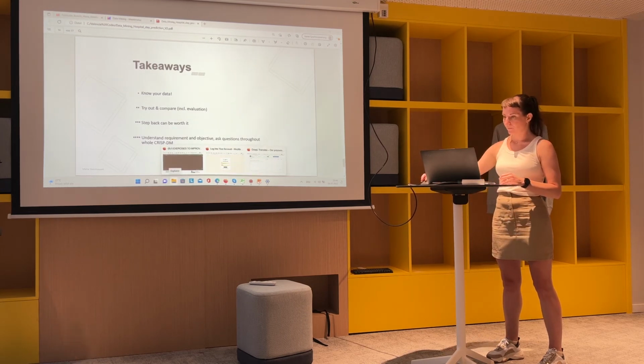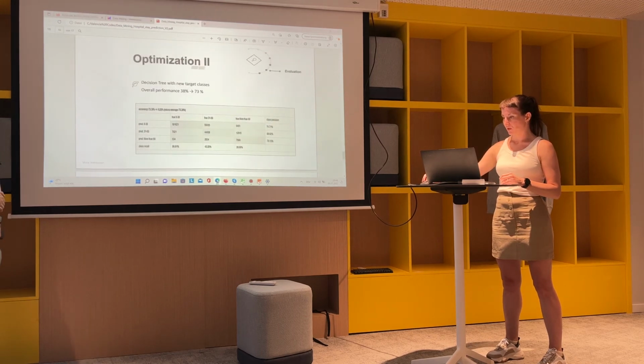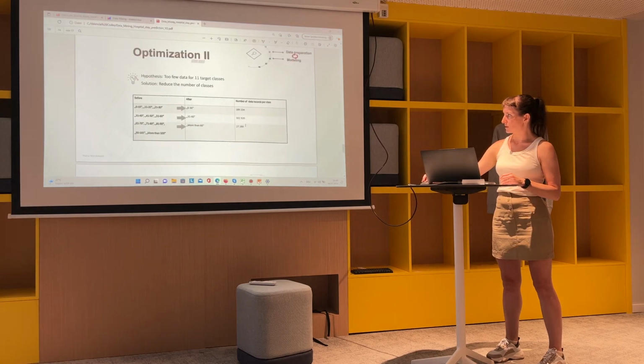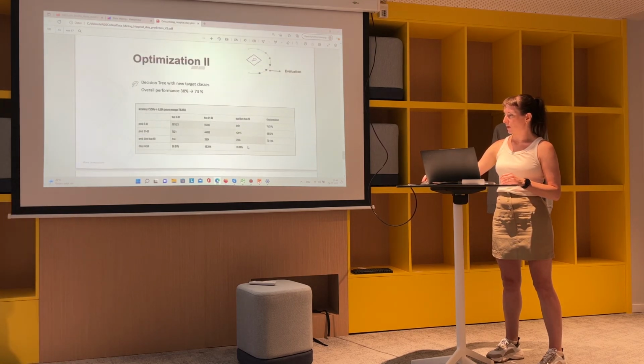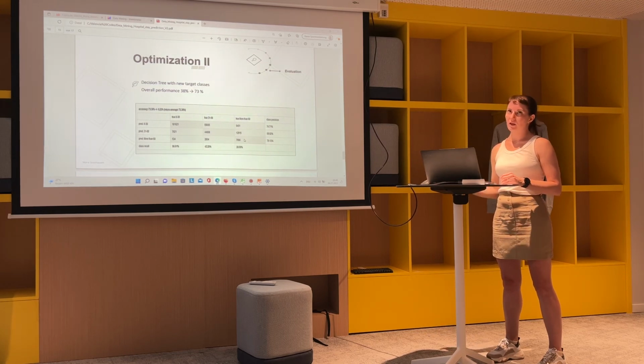I think, according to the optimization, even here you can see that the classes which have less data are also predicted worse. So I think there is huge potential here to increase the amount of data. So this is one point, and then maybe I would try another kind of model, maybe naive Bayes, because it should also perform well on a smaller amount of data. And I would compare.